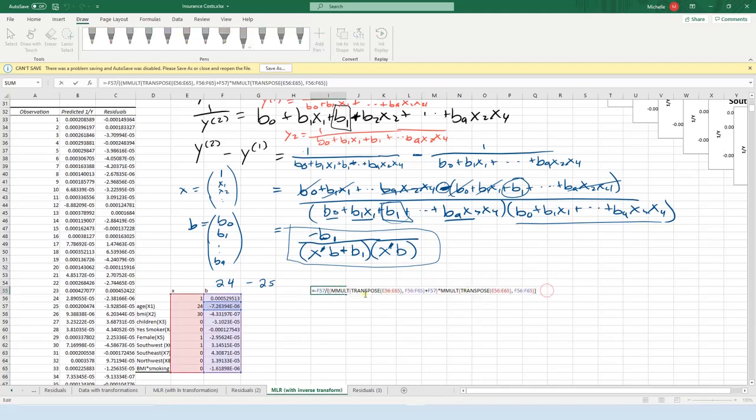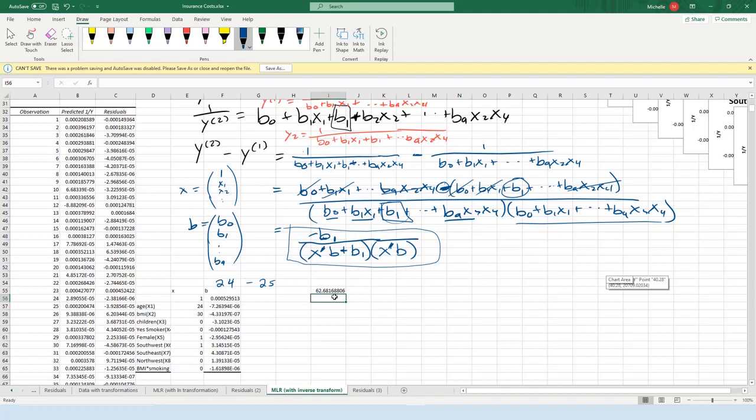So take a closer look. So I have the transpose times B plus B1. Okay, that's in parentheses. Then I have the transpose times B, and then close parentheses. Okay. Press enter. Good. So what does this mean? This number I just calculated, right? What does that mean?